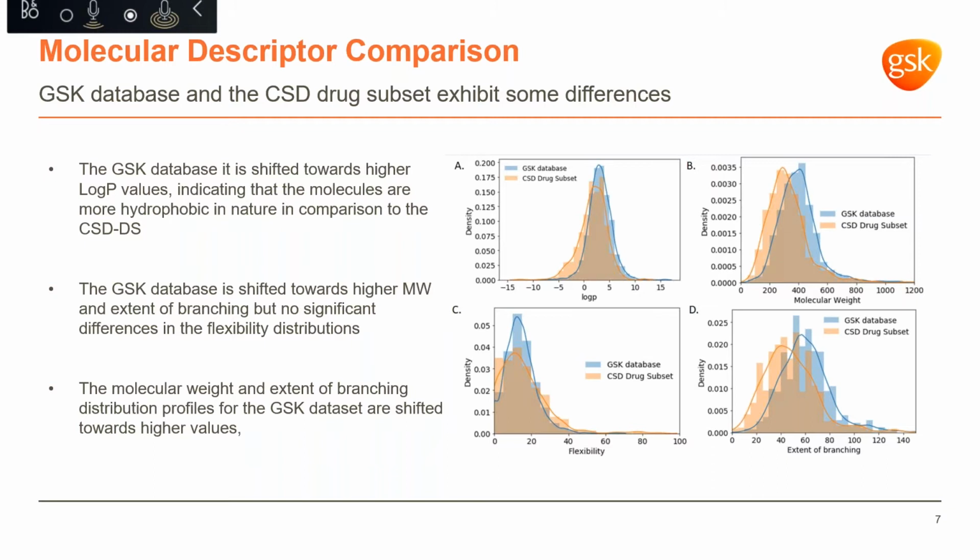Also, in the literature, it was reported that the walk count or the branching descriptors are used in machine learning methods for the prediction of crystallizability of small organic molecules.